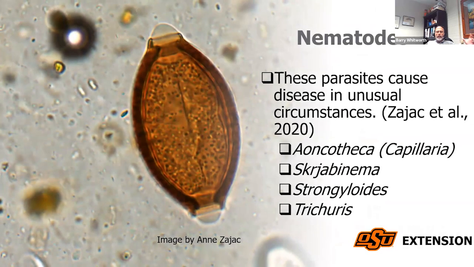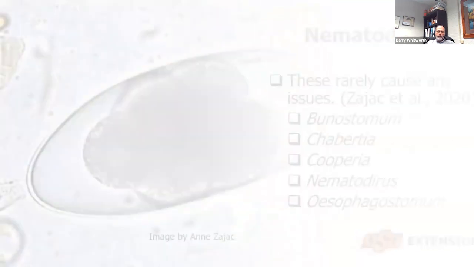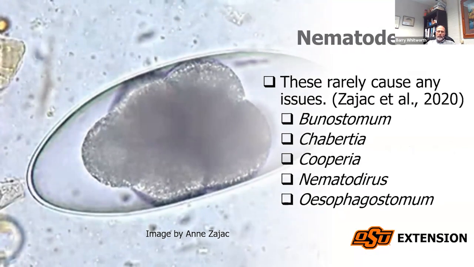There are a lot of nematodes that small ruminants can get, and most of them are not going to cause problems unless there's some unusual situation. So these listed here occasionally might cause disease, but not normally. That's a Trichuris egg you see there. You'll see those every now and then if you do a fecal egg count, but it's not common to see them. These are another group that very rarely cause problems.